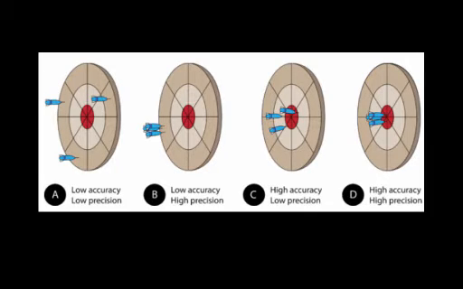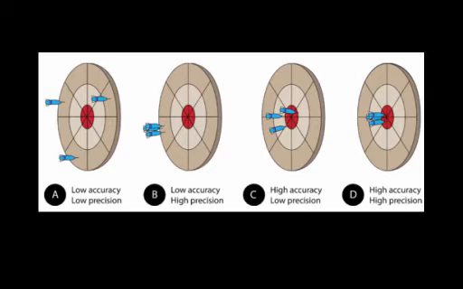The classic example that they use for this is a dartboard. So my first example here, dartboard A, has low accuracy and low precision. So they threw 3 darts. They all ended up all over the place. So accuracy in this case would be the bullseye, and none of them got even close to that. So low accuracy and low precision because all 3 of them ended up in different places.